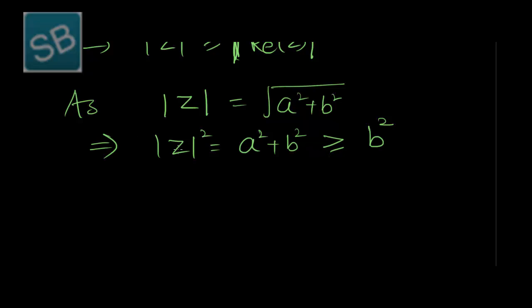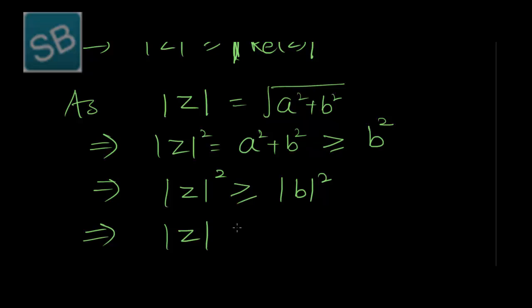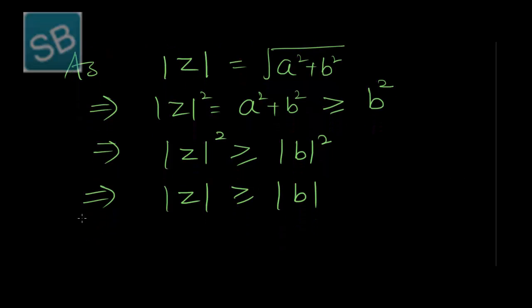So in this case mod z square is greater than mod b square. As explained above, b square is mod b whole square. That implies mod z is greater than or equal to mod b. So what is b? b is the imaginary part of z. So mod z is greater than or equal to the modulus of the imaginary part of z. So we have proved these two results.